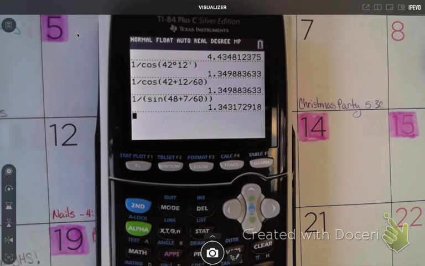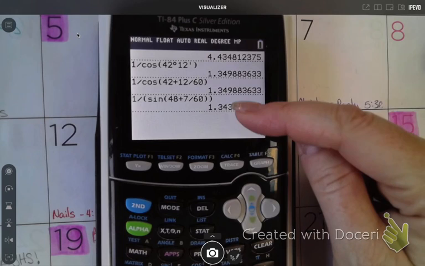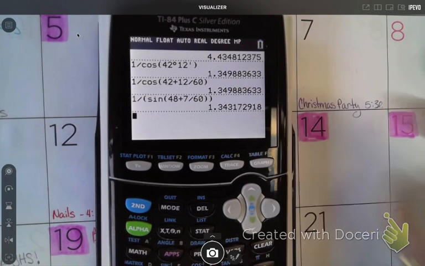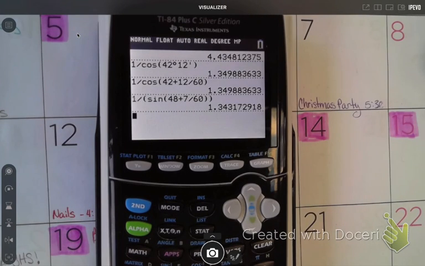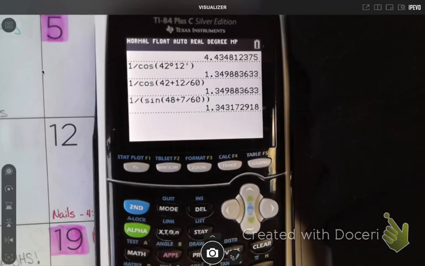The other thing I was going to tell you is why these are really, really similar, but not exactly the same. Because they're close numbers. I've got 42 and 48, which are complements of each other, yes? But I have the 12 minutes and the 7 minutes. So they're really, really close to being complements. So their answers aren't going to be identical, but are they really close? Yes.